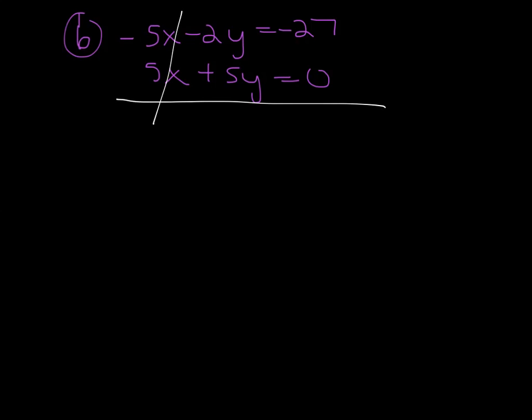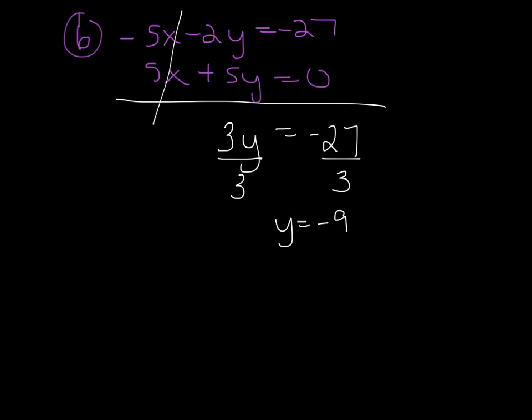And then I'm going to add the other two columns. Notice my y's are lined up, so I'm going to add my coefficients, negative 2 plus 5, and I get 3y. My equal signs are lined up, and my numbers are lined up. So negative 27 plus 0 is negative 27. So now I just have to solve that equation to find my y. So I'm going to divide by 3. So y equals negative 9.